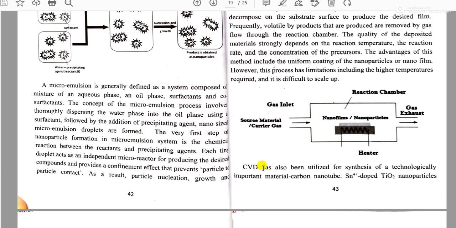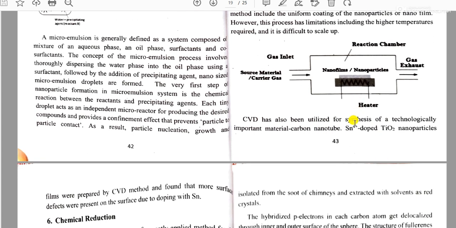And then CVD has also been utilized for synthesis of a technologically important material, that is carbon nanotube. And besides this, Sn4+ doped TiO2 nanoparticle, that is tin doped titanium dioxide nanoparticle films were prepared by the CVD method, and it was found that more surface defects were present on the surface due to doping with tin.